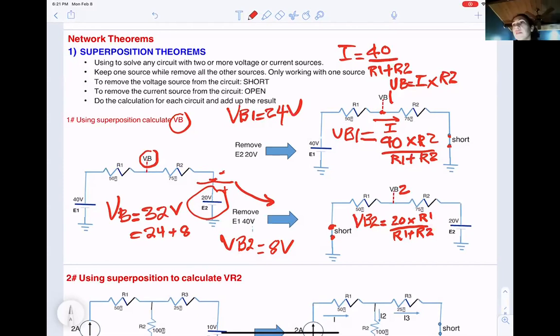They're asking if E2 was also 40 volts. So you had 2 equal voltage sources with opposing currents. Here it's 0. Well, VB would be 40.